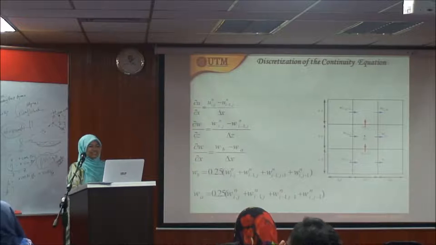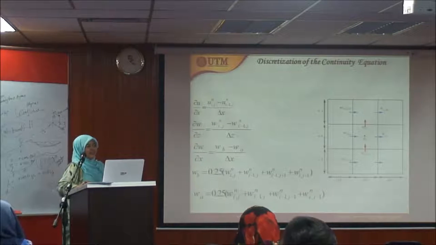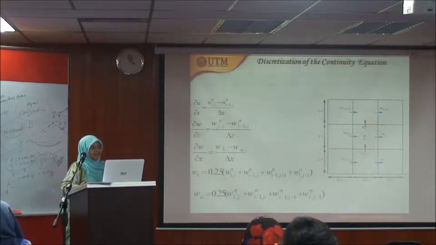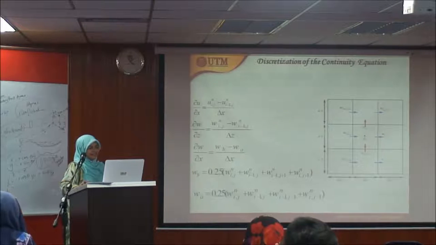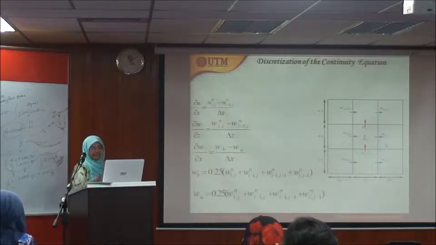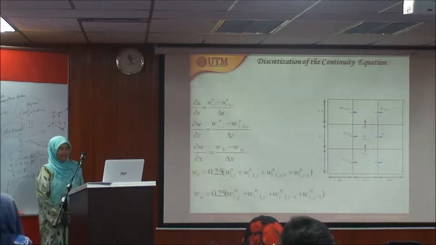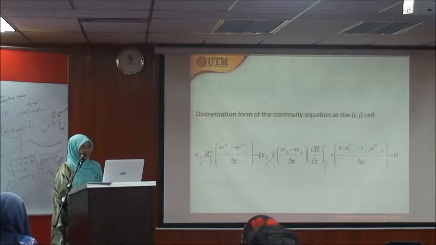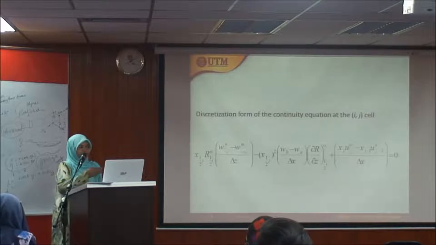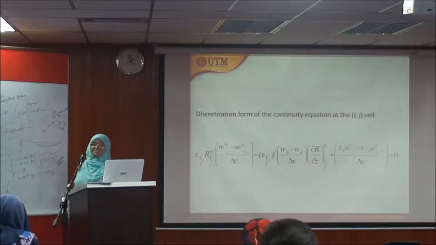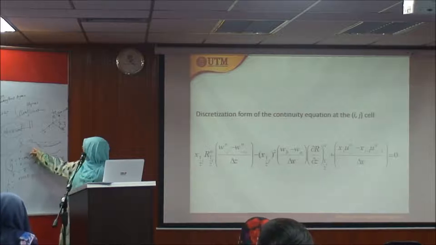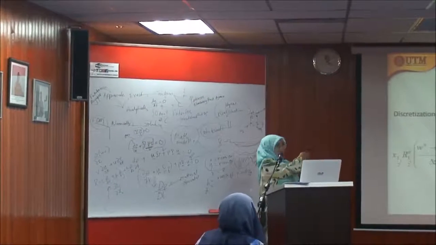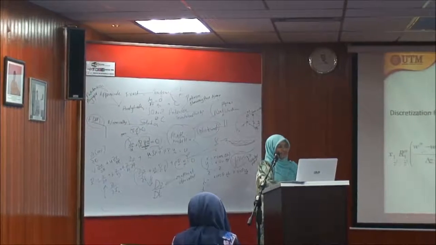Okay, so discretization of the continuity equation, very easy. Del u del x is just forward. Del w del z is a backward thing. So this is the discretization of the continuity equation. How the continuity equation becomes like this? This is from where, the continuity equation just now, the difficult one with u, r, and whatever. It turns out to be that, after discretization at the ij cell.